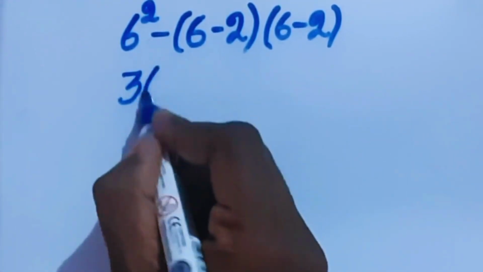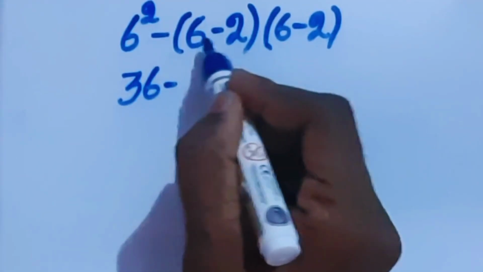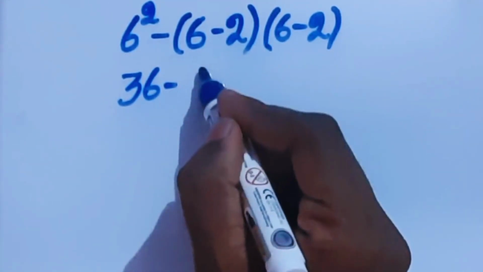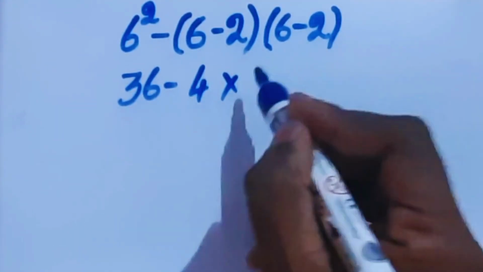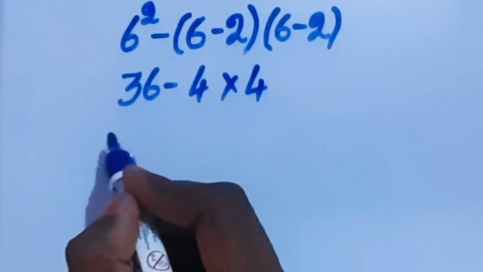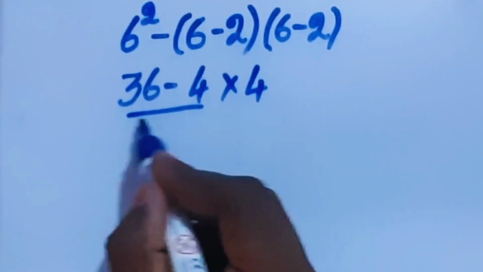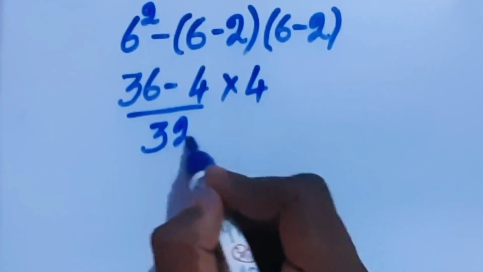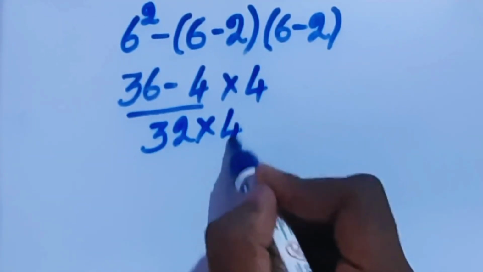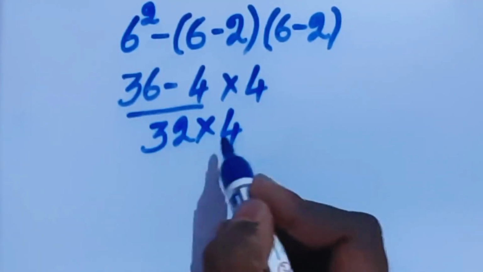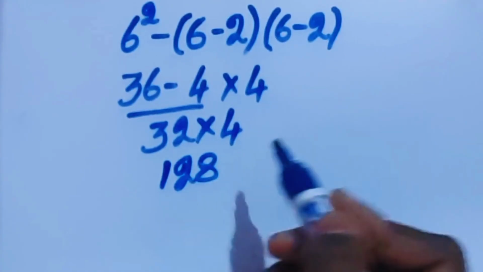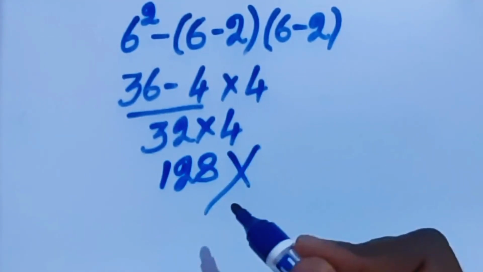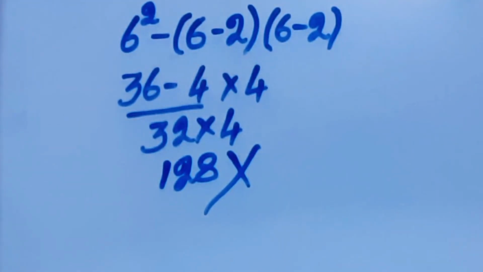Hi guys, here 6 squared is 30. 6 minus 2 is 4, times 6 minus 2 is 4. Now this is 32 times this 4. 32 times 4 is 128. This is the wrong answer as per the order of operations.